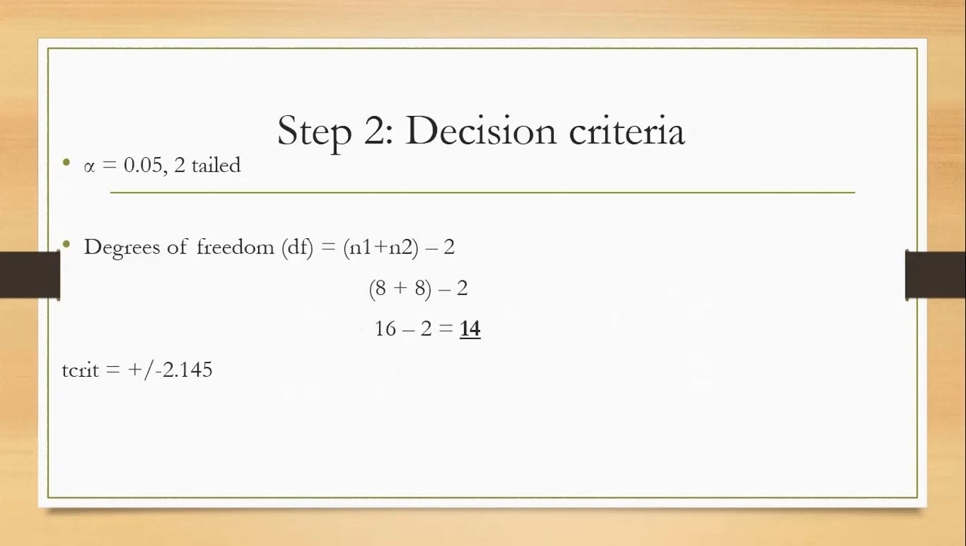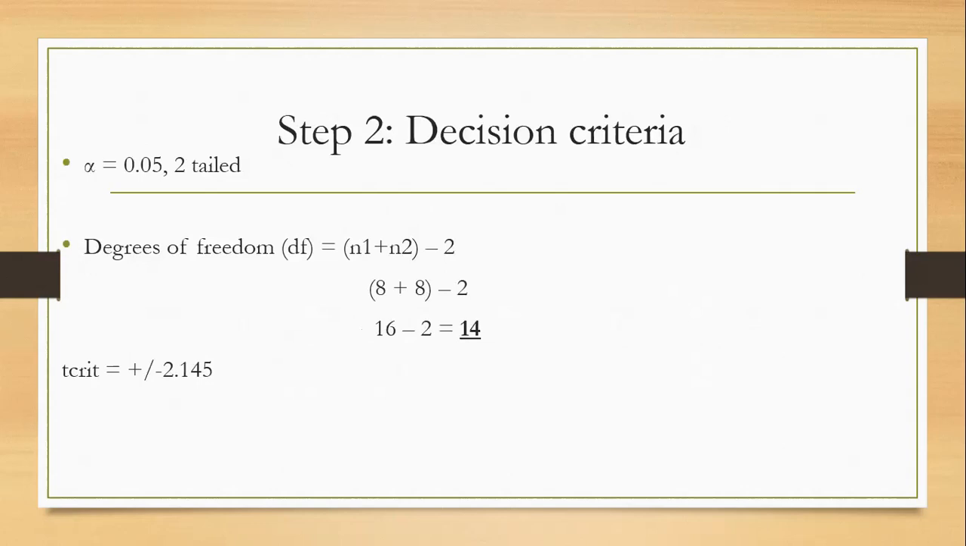Step number 2 would be to come up with a decision criteria. Now, alpha is 0.05 and it's a two-tailed test. We need to ascertain at which point do we accept or reject the null hypothesis. Let's identify our degrees of freedom first.